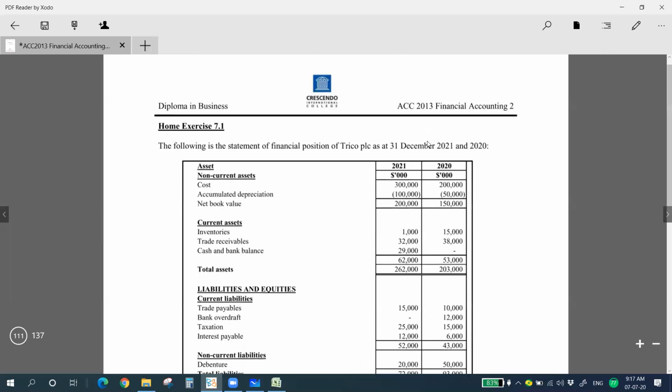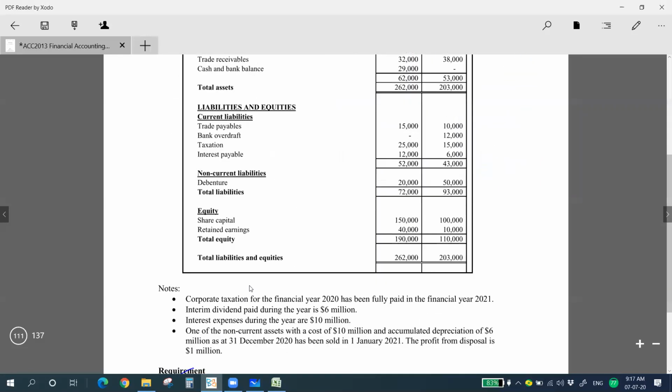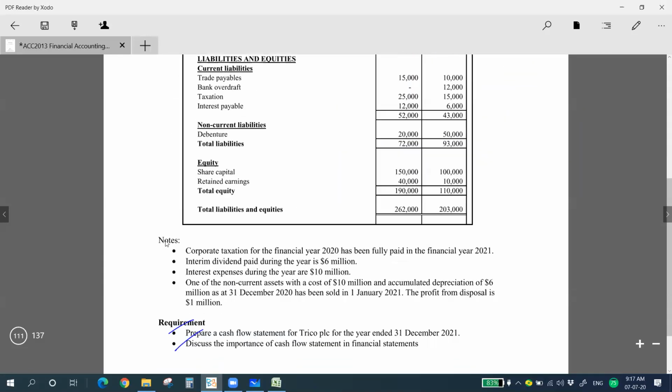So you can see this is 2021 financial data, this is 2020 financial data. So this is this year, this is last year. When you prepare your cash flow statement, you must make sure that you identify the correct financial year. Normally we do the latest one, 2021. So we look at the individual additional notes.